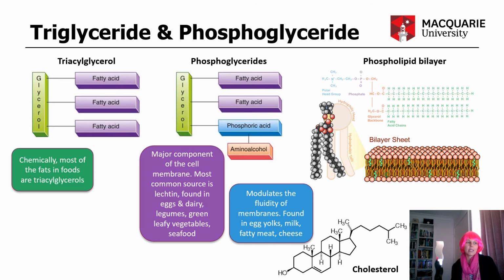We find cholesterol in egg yolks and milk and fatty cheeses and meat. That's important because we need to consume these so that we have that fluidity in membranes. We also need it to have healthy skin as well. You need to have some fats and cholesterols in your diet to have a healthy diet. You just don't want to have excessive amounts of these things.